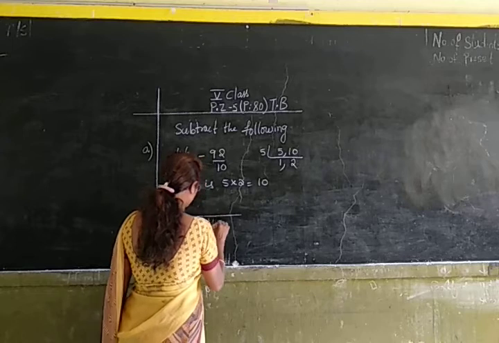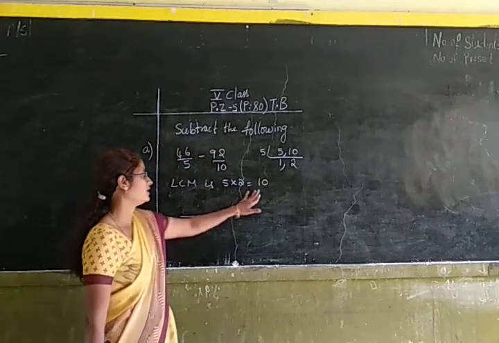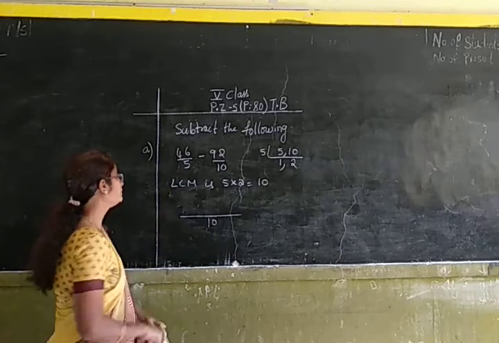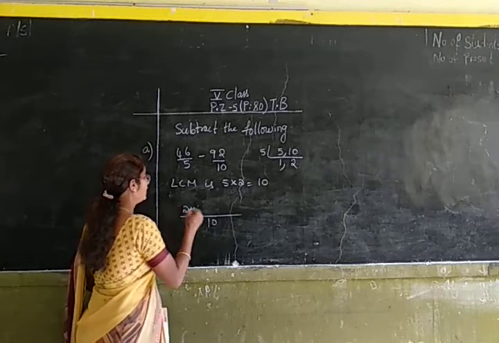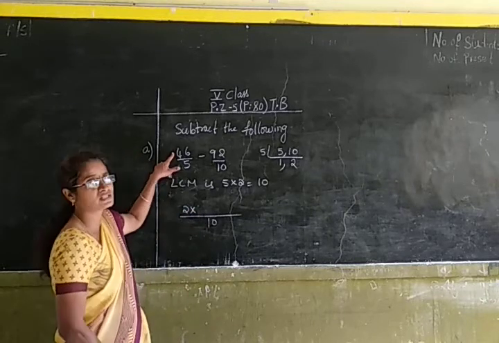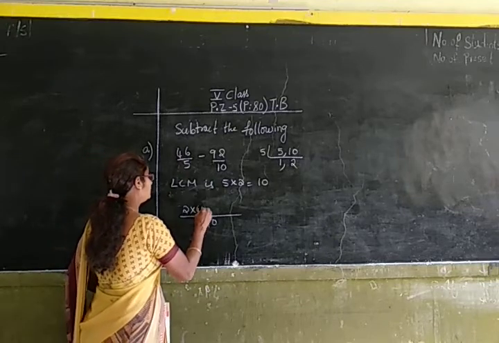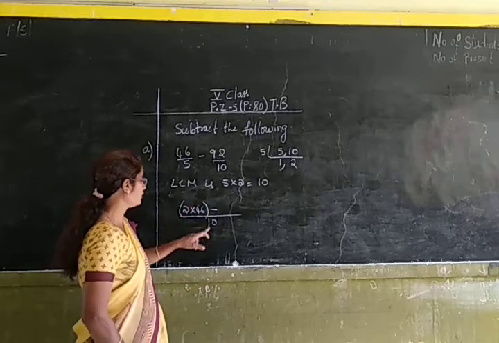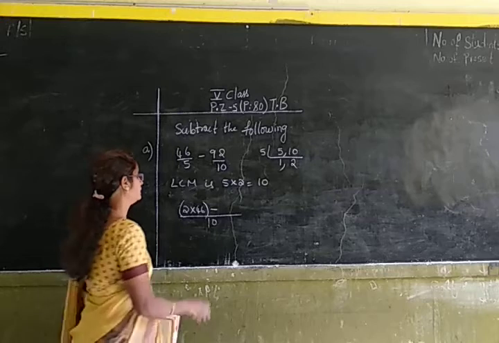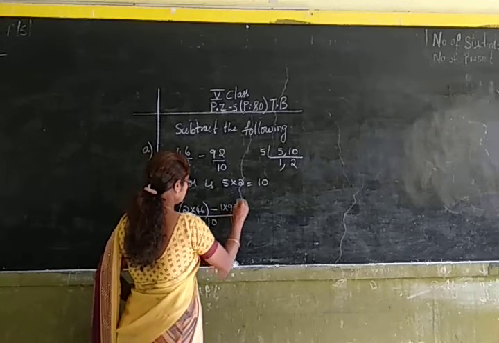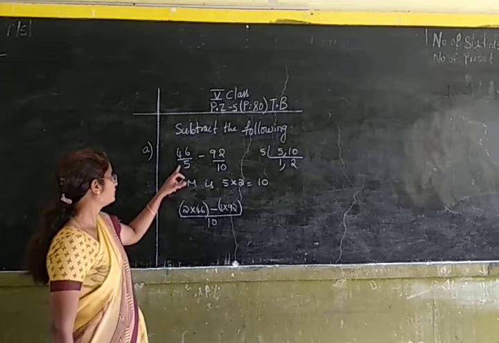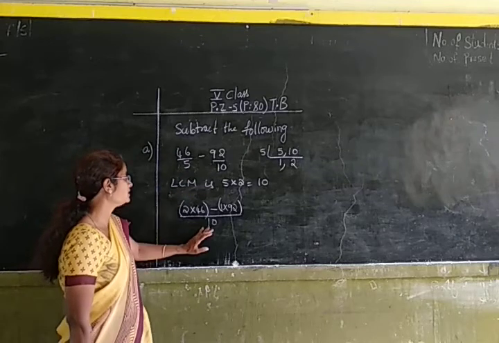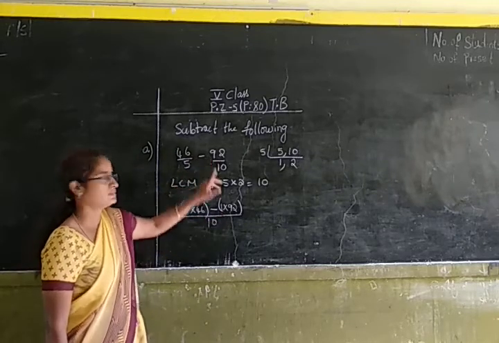So now let us write down 10 as the denominator. How many times does 5 go in 10? 5 goes in 10 2 times. So 2 into the numerator, which is 46, minus. 10 goes in 10 1 time. So 1 into the numerator, which is 92. Did you understand children?